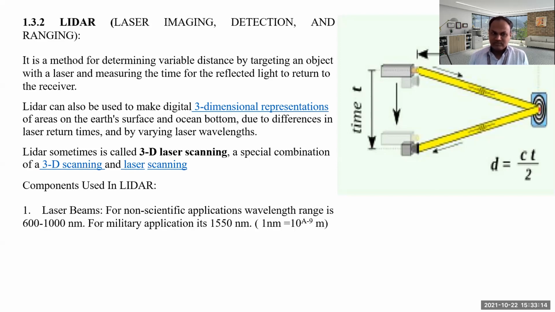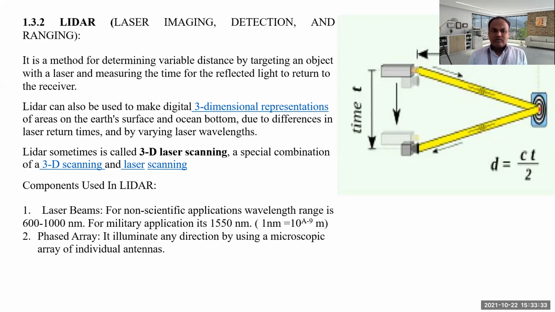Components used in LIDAR: it is a laser beam. For non-scientific applications, the wavelength range is 600 to 1000 nanometers. For military applications, it is 1550 nanometers. 1 nanometer is 10 raised to minus 9 meters. Then the phased array. The phased array illuminates any direction by using a microscopic array of individual antennas. So these are two components used in LIDAR.